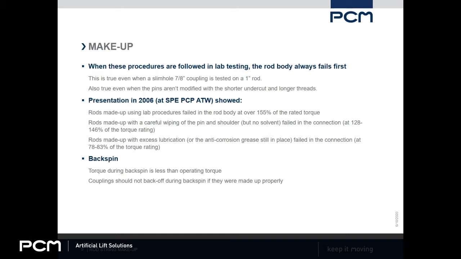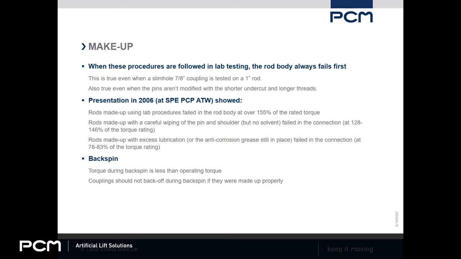Backspin. I've talked about overall strength of the rods, but what about unscrewing during backspin? Normally, torque during backspin is less than the operating torque. The couplings should not back off during backspin if they were made up properly. I can't prove it to you, I haven't done the test, but it's my opinion that if you're seeing couplings unscrewing during backspin, they were not made up properly originally: either too much lubrication or not enough makeup torque, or both, when they were initially installed.